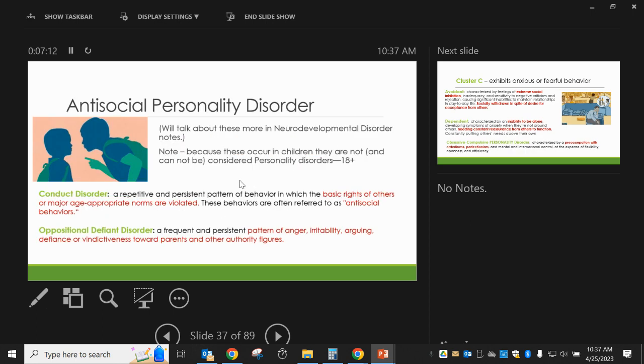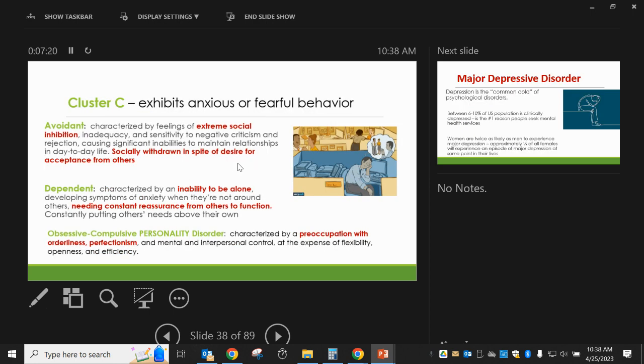Let's see, other versions of it: conduct disorder and oppositional defiant disorder are generally what we would call people who have antisocial personality disorder and they're under 18.